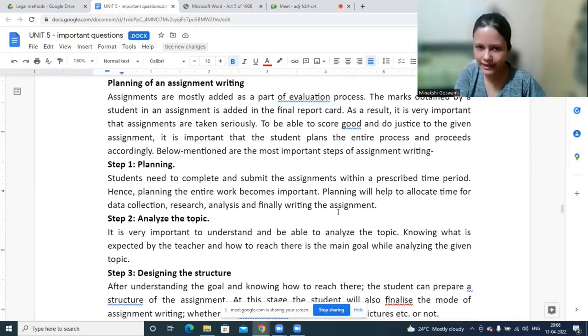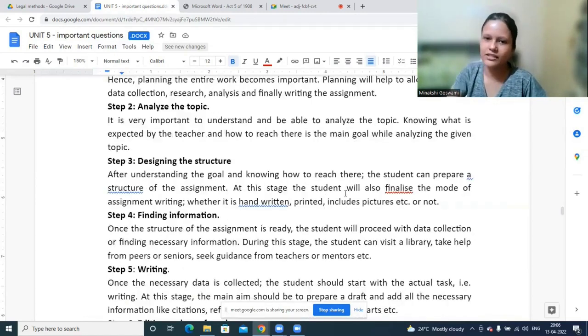How would we be able to cover this topic or complete this particular assignment that is being given? Then designing the structure. Once the topic is given, we know this is the assignment, we need to complete it in this certain time frame. We need to design it. What is it that we are actually going to write in that particular assignment? How are we going to submit it? Is it handwritten, printed? Will it include pictures? Would it include some diagrams, some charts, some statistics? We need to have a design structure so that we can proceed in that same direction.